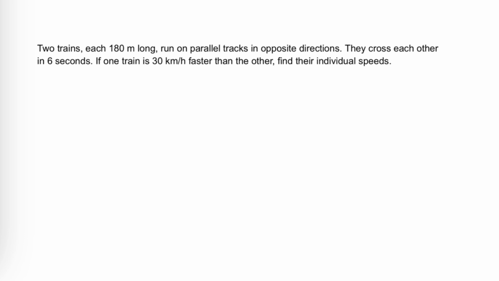Okay, let's see what the next problem says. It says two trains, each 180 meters long, run on parallel tracks in opposite directions. Now each crosses the other in 6 seconds. One train's speed is 30 kilometers more than the other, so we have to find their individual speeds. We have done problems similar to this, not exactly this type but very similar.